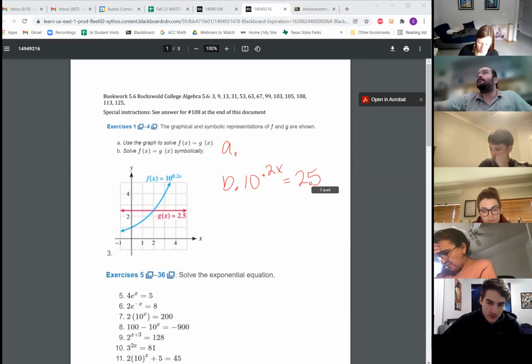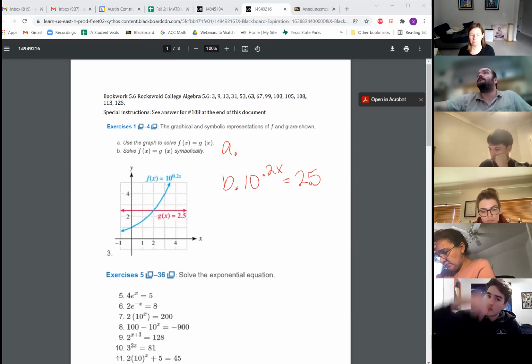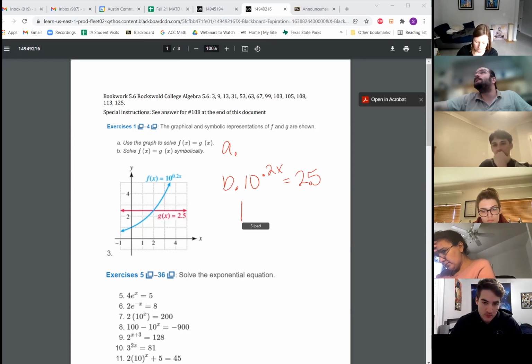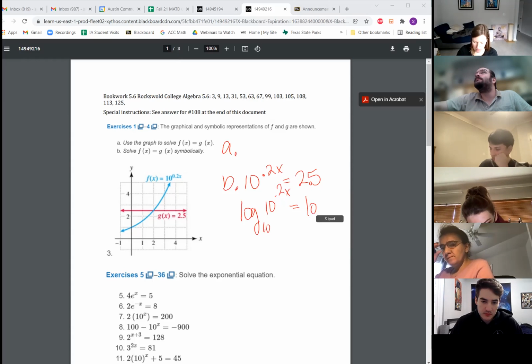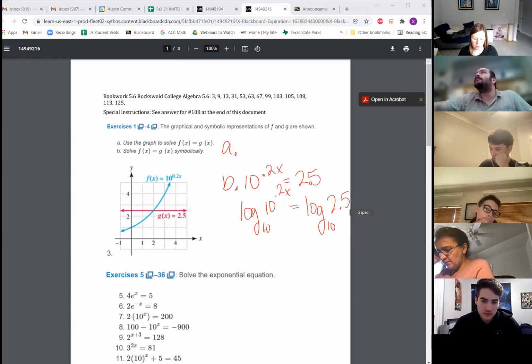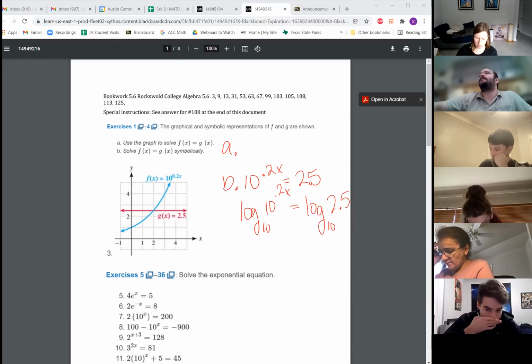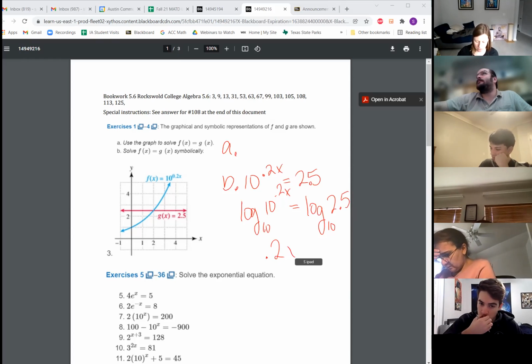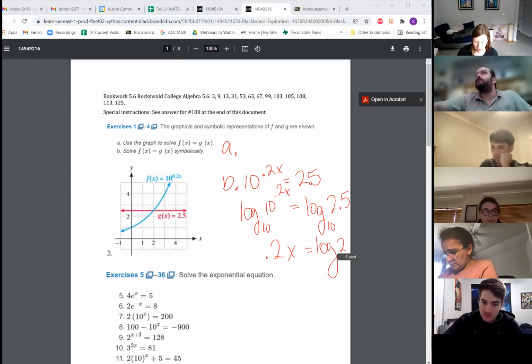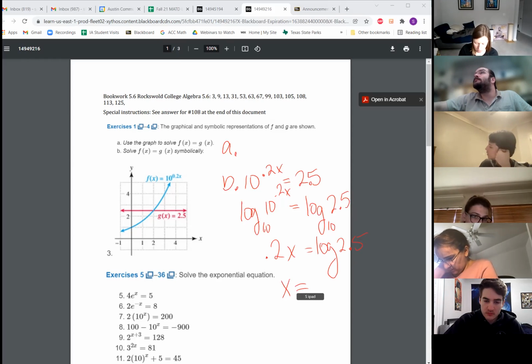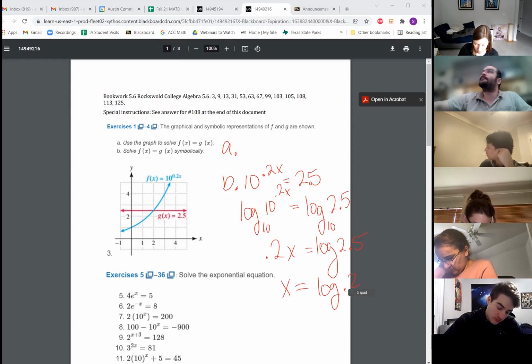Okay, and then I'm not sure if I did it right, but I did log base 10, parentheses, and then I rewrote it. Like that. Did you do log base 10 on both sides? Yeah. Okay, and then it's going to cancel out on the left side, so you just have 0.2x equals log 2.5. Yeah. And then on the left side, divide by 0.2, and do it on the right side as well.